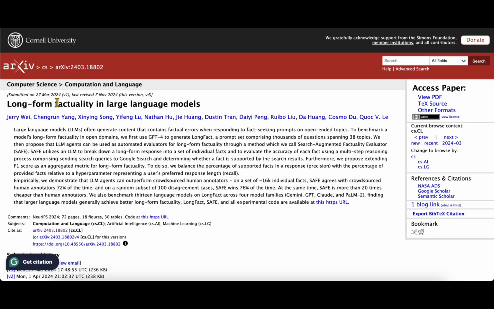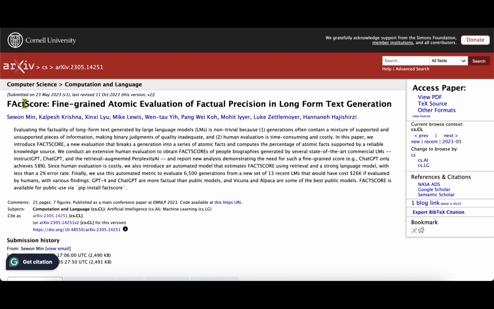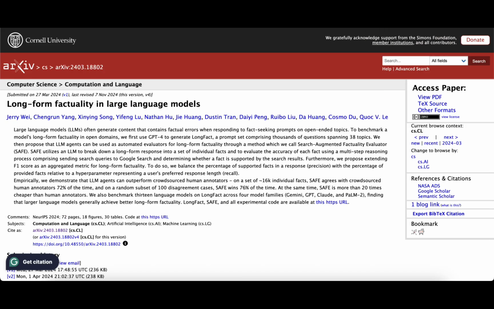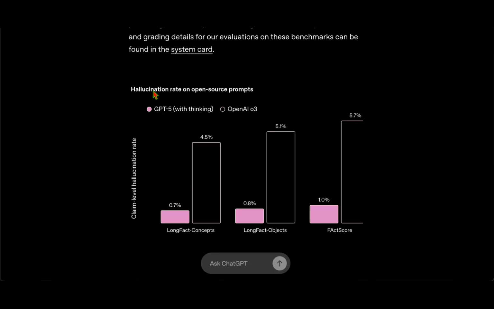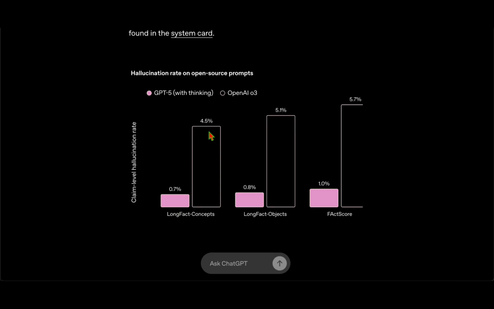So these are: Long-form factuality in large language models is one, and the next one is FActScore: Fine-grained atomic evaluation of factual precision in long-form text generation. These two are works that were published in 2023 and 2024. They have benchmarked on these, and they have shown the hallucination rate on open-ended prompts, and we can see there's a significant drop here.